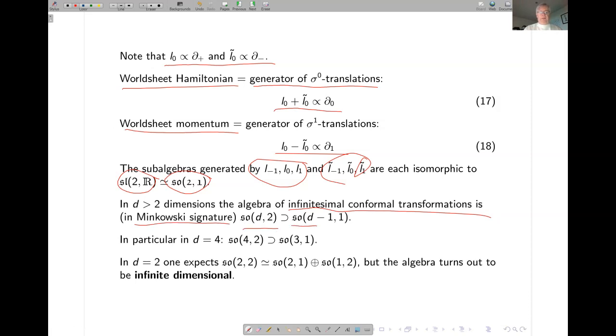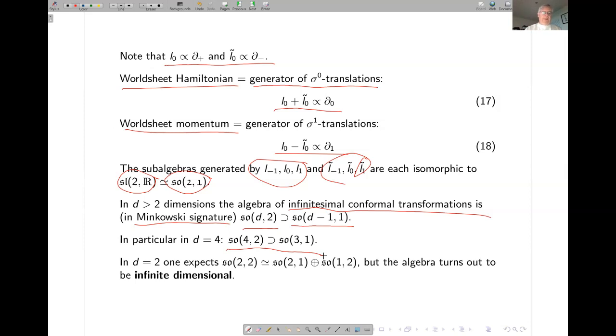And I've compared it here to the Lorentz Lie algebra in d dimensions. This is SO(d-1,1). Maybe it's a bit more explicit to do it in 4 dimensions. In 4 dimensions, the Lorentz algebra is SO(3,1). And you get the corresponding conformal Lie algebra by adding plus 1 in every slot. So SO(4,2) is the Lie algebra of conformal transformations in 4 dimensions with Minkowski signature.